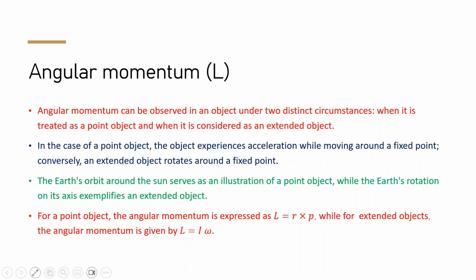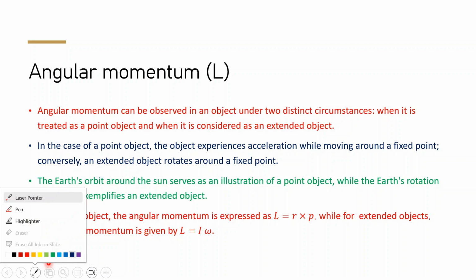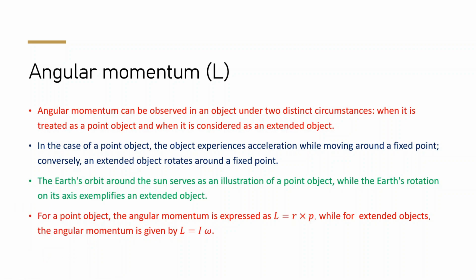Next, we have to talk about angular momentum. We may study the angular momentum under two distinct circumstances. One is for a point object and another one is for extended object. For a point object, the value of L equal to R cross P. But for an extended object, the angular momentum L equal to I omega.